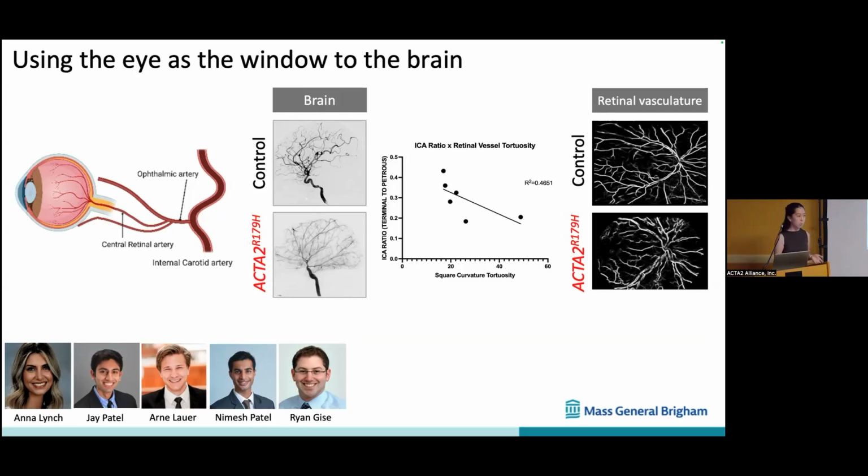And this is really important because if we're able to substitute an invasive, sedated MRI, which we know our patients don't tolerate very well, with a simple retinal scan, anytime we want to evaluate cerebral vascular disease progression, that would be an incredible tool for us to have. And it also would significantly improve the quality of the care that we can offer our patients.